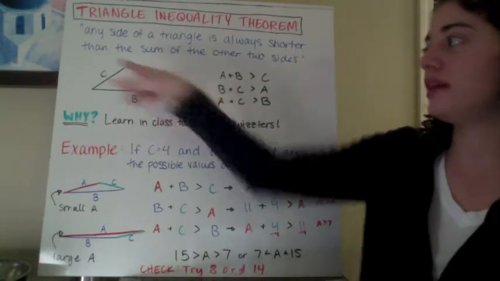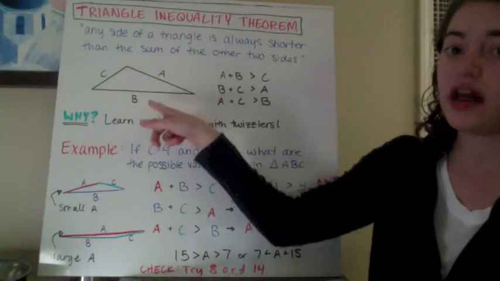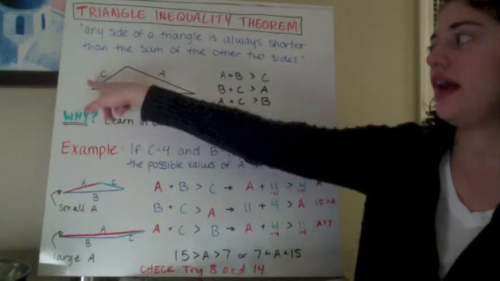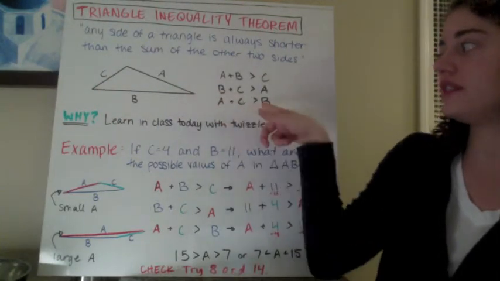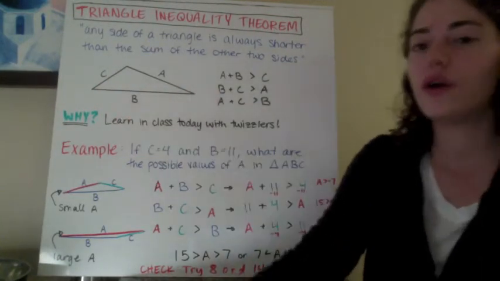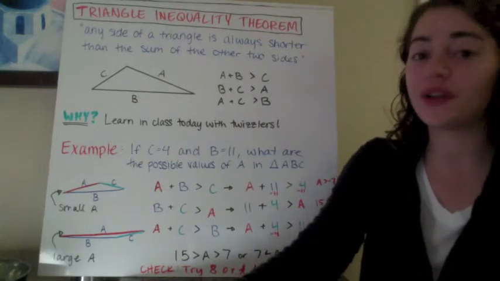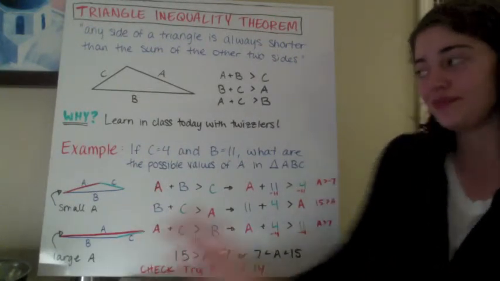Same with B plus C, it has to be greater than the third side, A. A and C, their sum has to be greater than B. Why is this? Well, you're going to learn that in class today using Twizzlers.